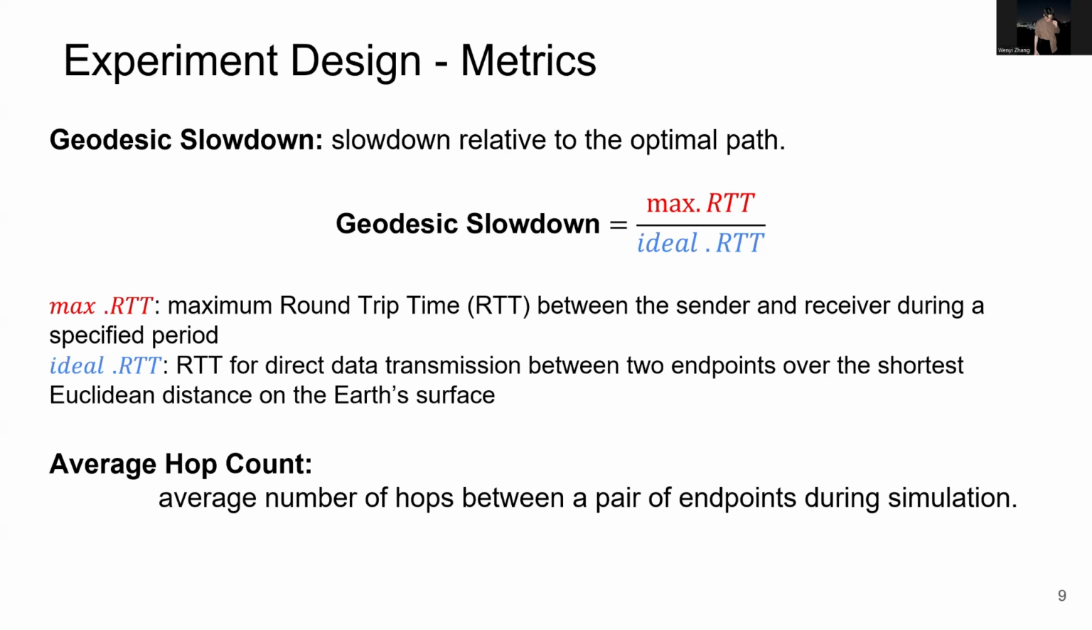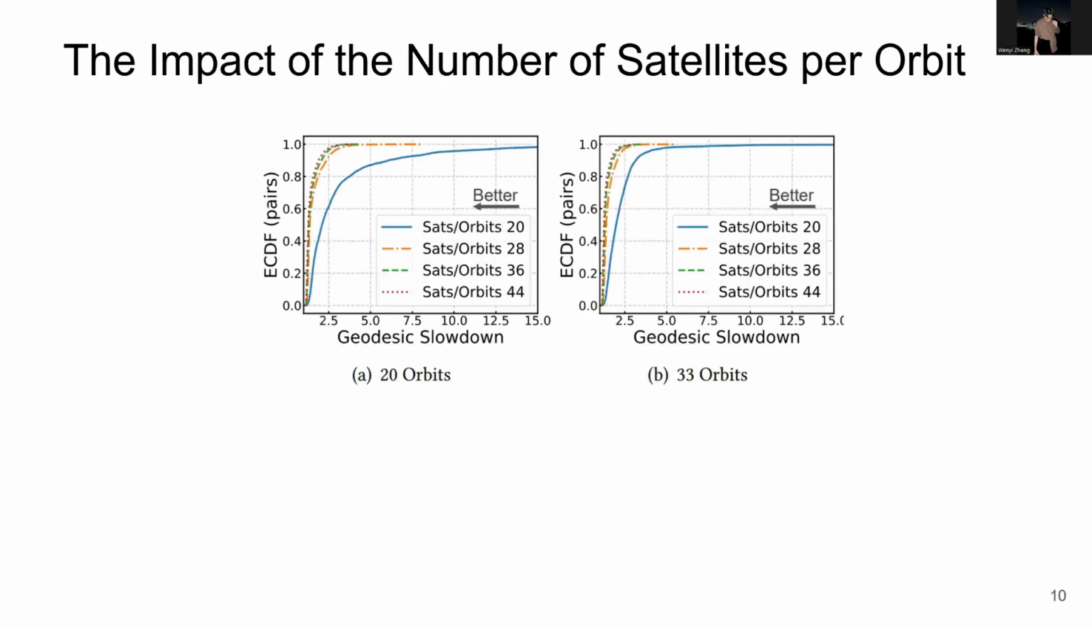One is the geodesic slowdown, which compares the shortest path through ISLs to the ideal Euclidean path along the Earth's surface. A lower value suggests paths closer to the ideal. Another one is the average hop count, which is the average number of hops to route data. Each hop in the ISL network involves handover time and potential data loss, so fewer hops indicate a more stable and efficient connection. Let us dive into detailed experiments on each parameter.